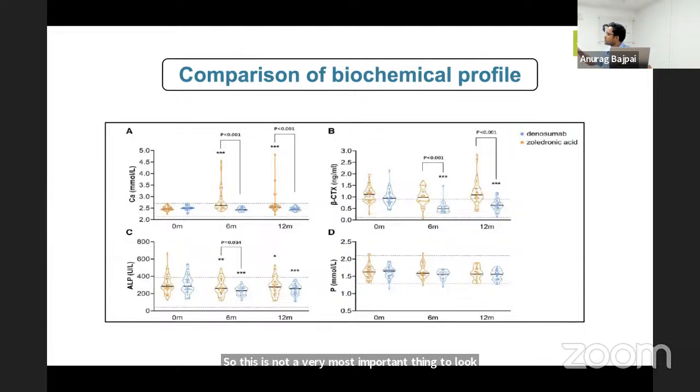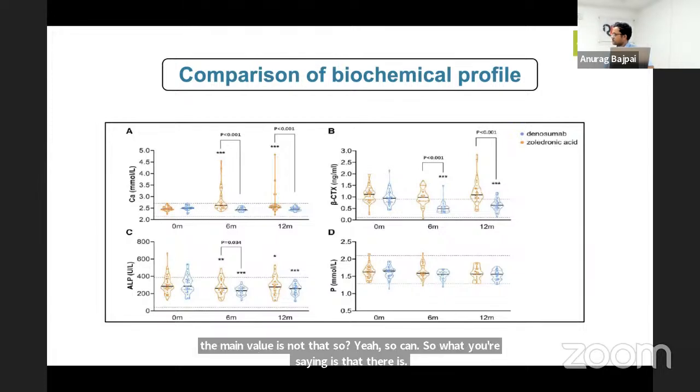But sir, also you can see, from the baseline to here, that there is a wide skew in the calcium level in the denosumab group, because a few individuals who have more calcium are dragging it to the other side. But the mean value is not that high. Yes, so what you are saying is that there are differences in calcium.